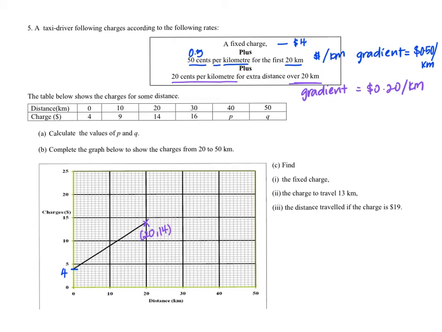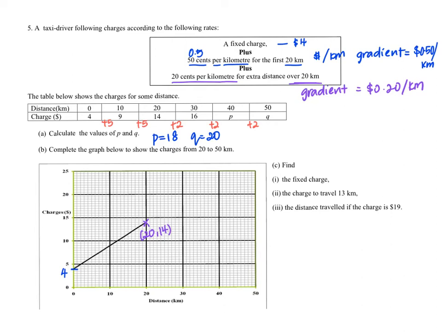So what we are going to do here is, this is 4, and here is plus 5 until I reach 20. Then from 20 onwards to go to 30, each kilometer is 20 cents, so 10 kilometers will be $2. So it will be plus 2, and then plus 2. So that means my value for P will be 16 plus 2, P is $18, and Q will be 18 plus 2, $20. Now complete the graph below to show the charges.